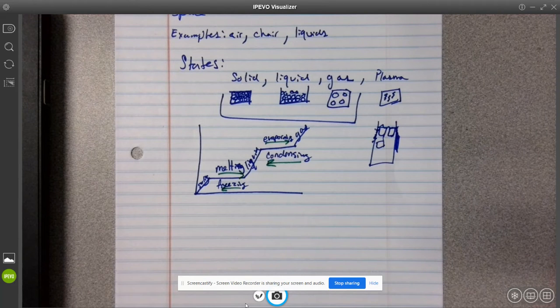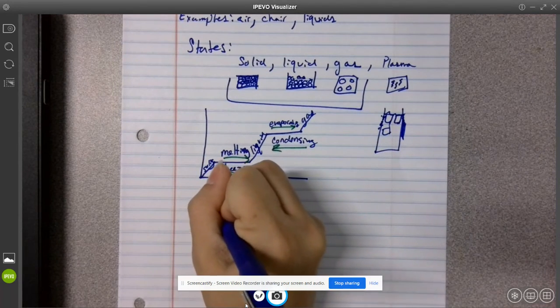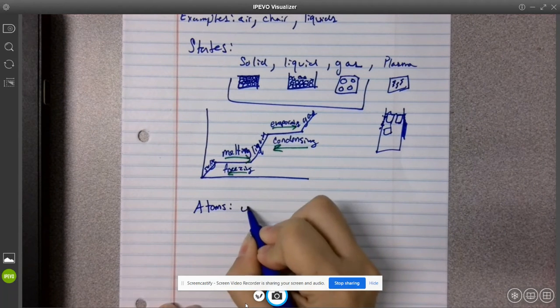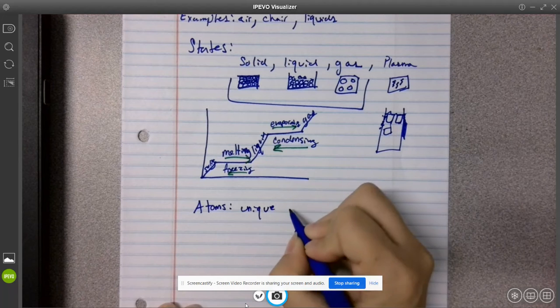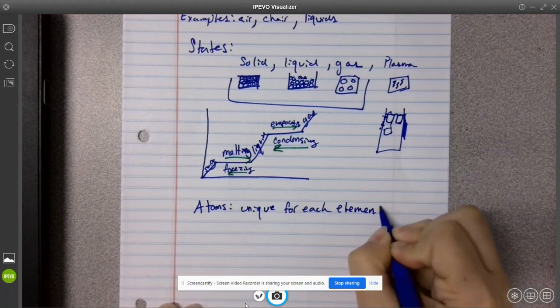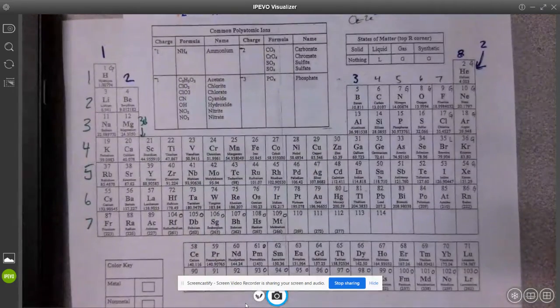As we learn more about matter, we're going to look more into what atoms are. Atoms are going to be unique for each element. And if it's not already on your Google Classroom, it will be here soon enough. We have what is called a periodic table. And the periodic table of elements will look something like this.